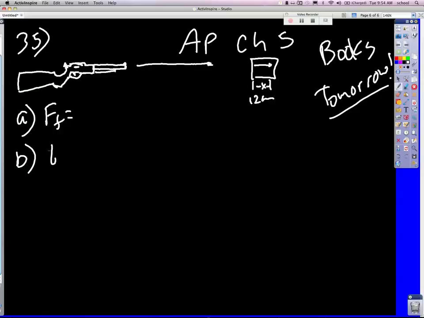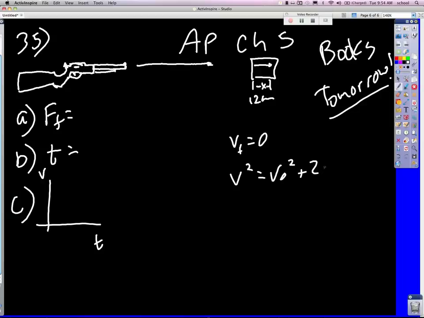The bullet stops in this amount of time. So I'm thinking, we know that the final velocity of the bullet is 0. So I'm thinking v squared is equal to v0 squared plus 2ax. Wait, did they tell us how fast it goes? Yes, 400 meters per second? Okay, bonus. So then we get f sub f.